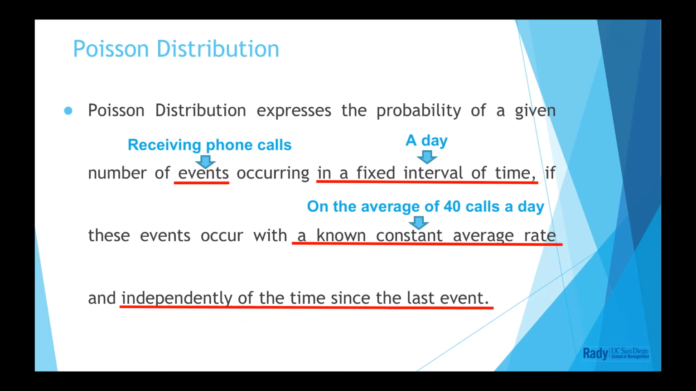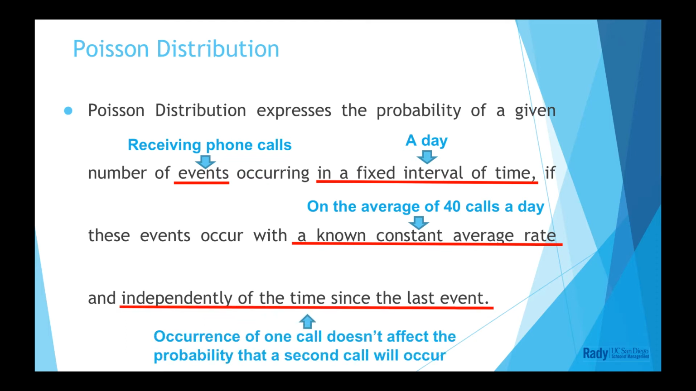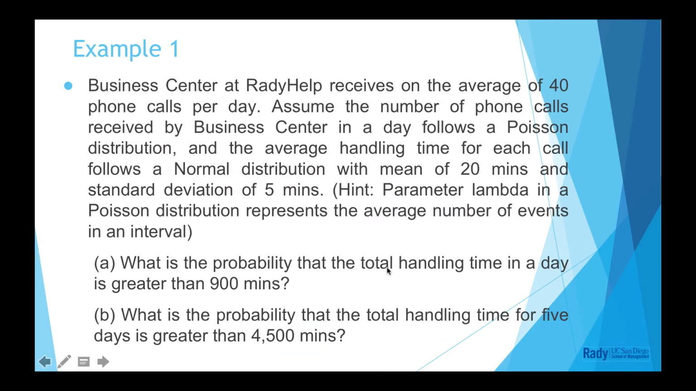Thus, the occurrence of one call doesn't affect the probability that a second call will occur is also a reasonable assumption. So Poisson distribution is a good probability model for this context. Again, I just want to break it down and help you understand why Poisson distribution is used in this question. You don't need to validate by yourself. Poisson distribution only has one parameter, lambda, that represents the average number of events in an interval. So lambda is equal to 40 in this example.